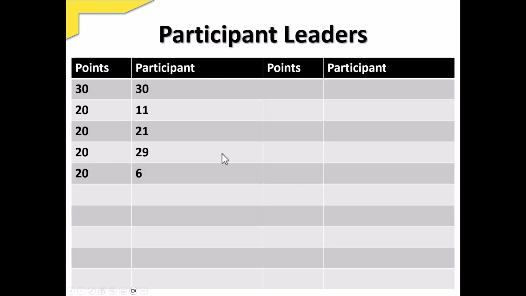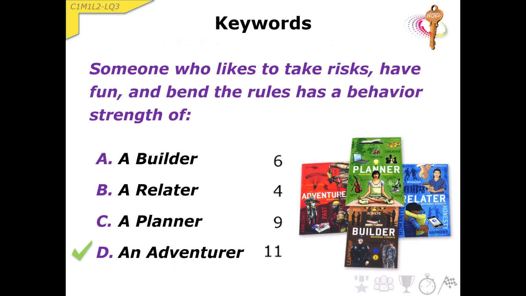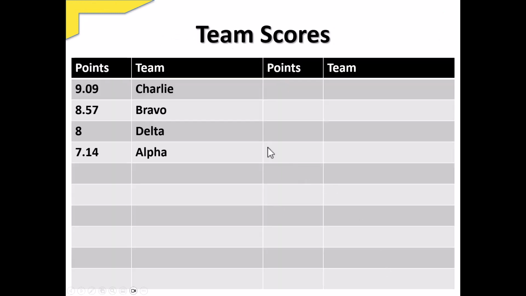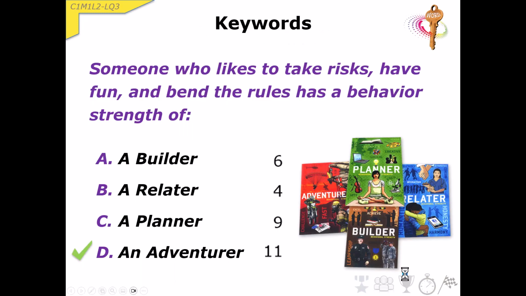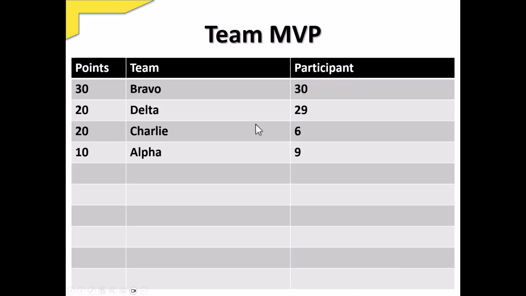I can look at my team scores. It takes the total points of the cadets on a team and divides that by their total number. That gives us our team score. We have our top scorer or our team MVP from every team. And then we have a fastest responder.